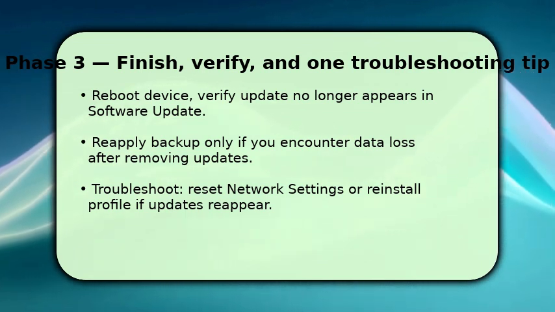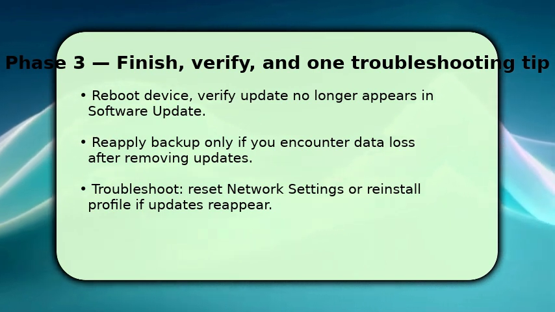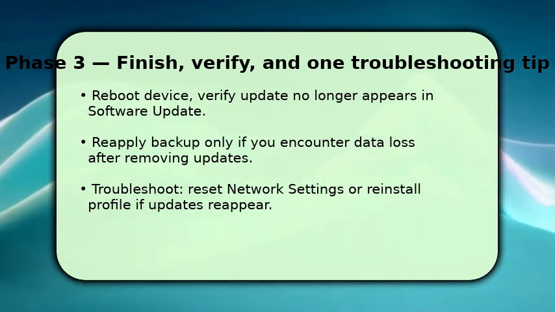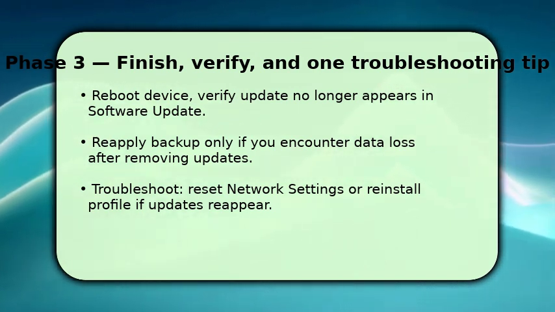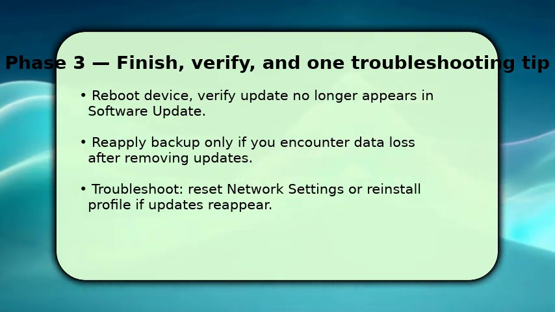If notifications or the update reappear, reset network settings or reinstall the blocking configuration profile. This usually fixes server check persistence. If nothing helps, temporarily enroll in beta or remove the device.